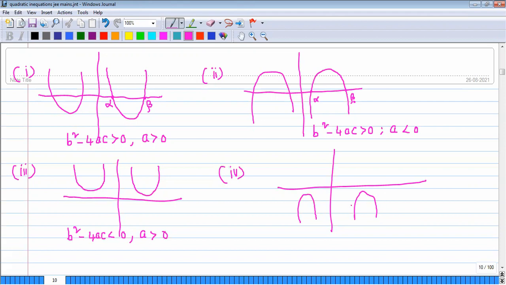So that means the corresponding quadratic equation has no real roots. So we can write b square minus 4ac less than 0. Accordingly, here a must be less than 0. Now, what is your answer?